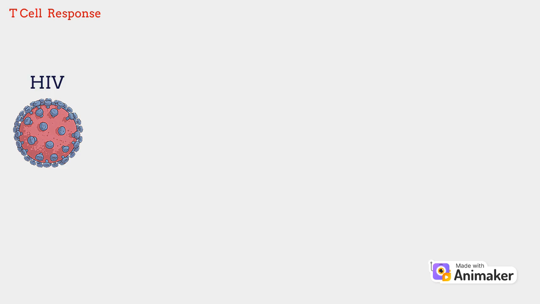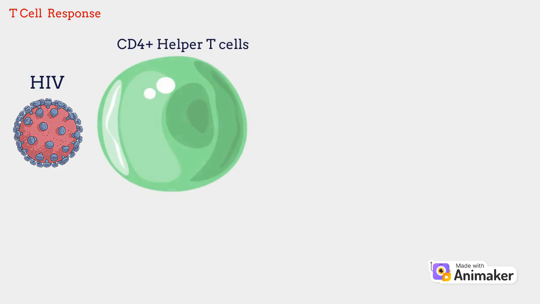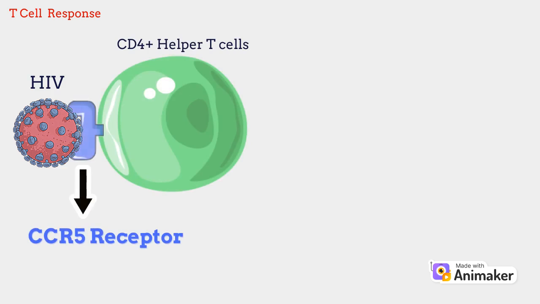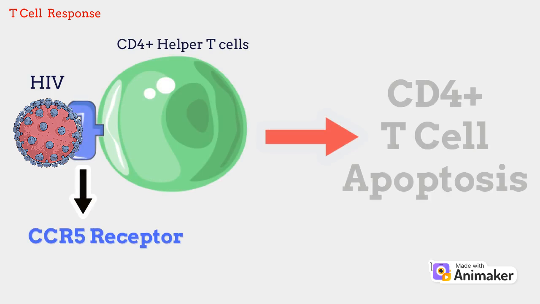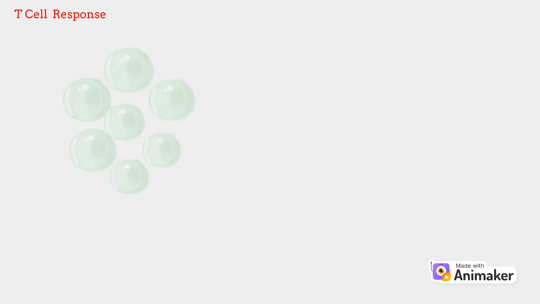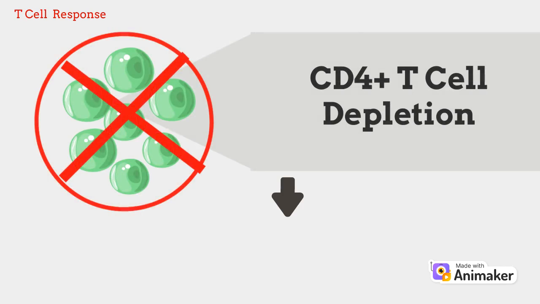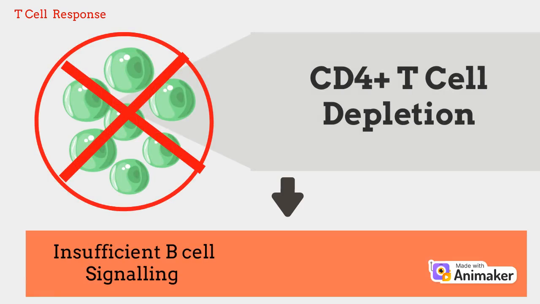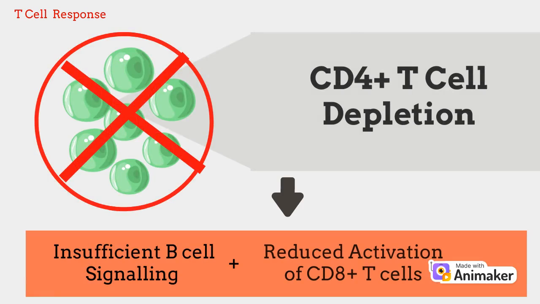HIV predominantly infects and replicates inside of CD4 plus helper T cells by binding to CCR5 receptors on their surface, ultimately leading to apoptosis. Mass CD4 plus T cell depletion can lead to insufficient B cells, signaling for antibody production, and reduce activation of cytotoxic CD8 plus T cells.